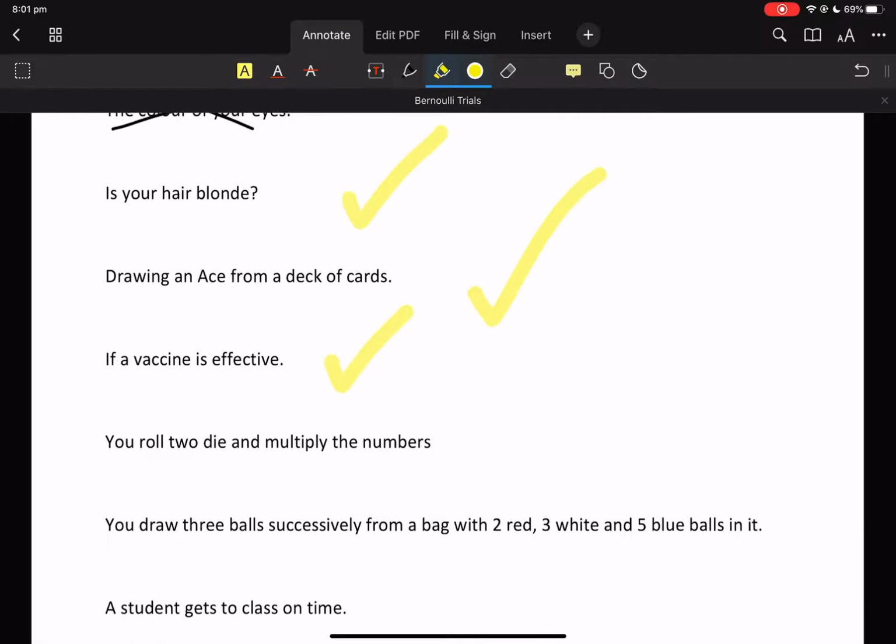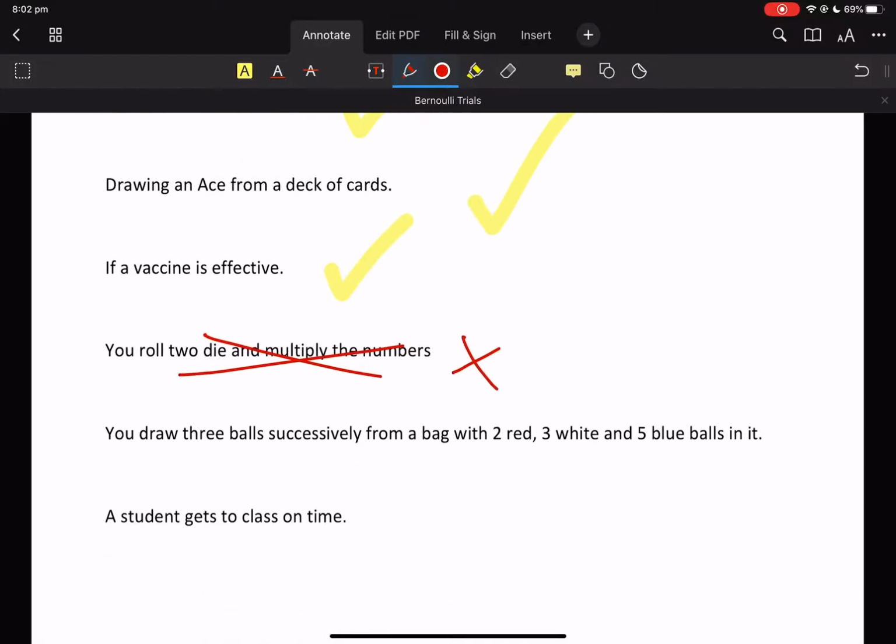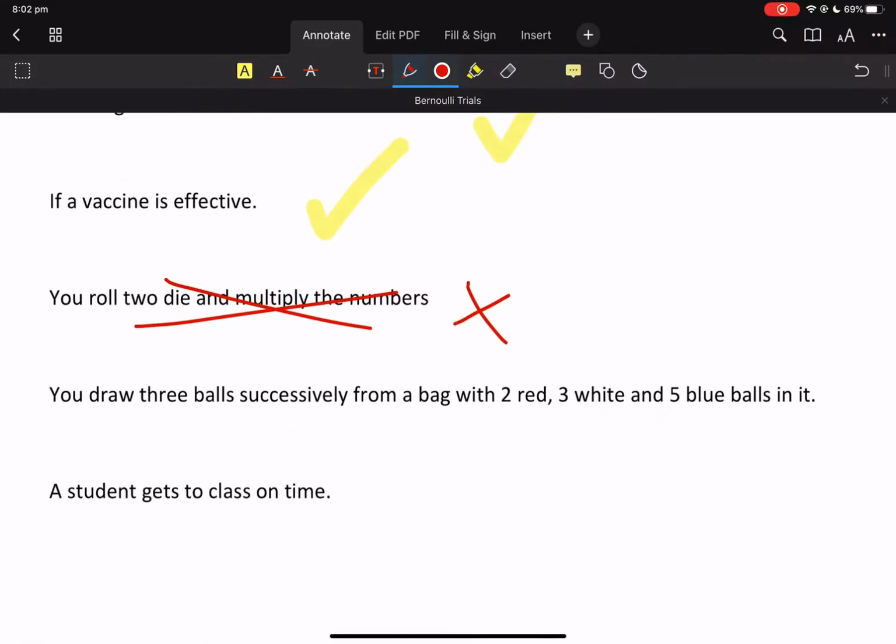You roll two dice and multiply the numbers together. So that one can't be, because what are we looking at? There's six outcomes on each die and we're just multiplying them together. What's the success and what's the failure?